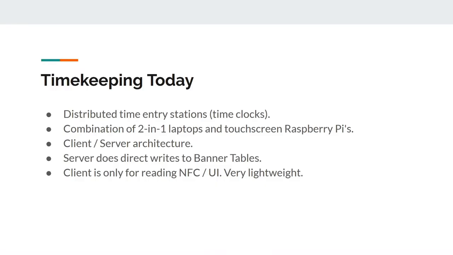I'm going to start off by telling you where we're at today, and then we're going to jump back to the beginning of the project, where we were at in the very beginning, and then work our way back to where we're at today. And today, our time clocks are a distributed system where there's one time clock at least in every building. Some buildings have more than one. The Memorial Union actually has five in it. And it's a combination of two-in-one laptops, which is what we initially deployed, and then touchscreen Raspberry Pis, which has been a more recent addition.